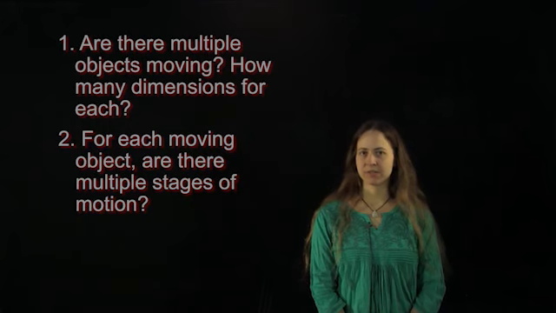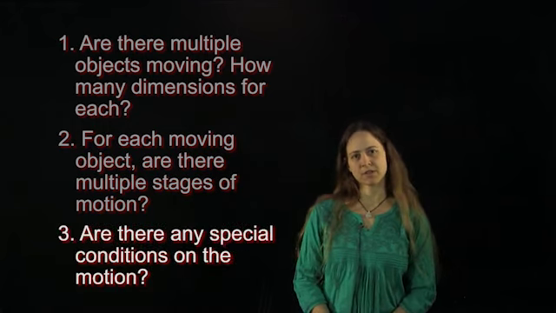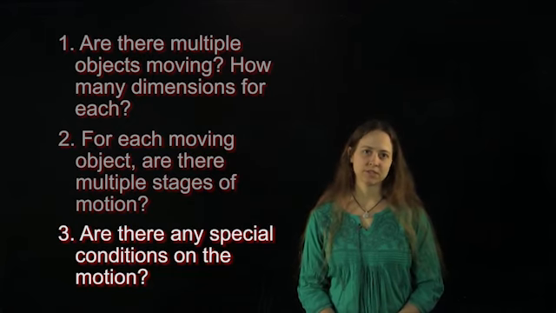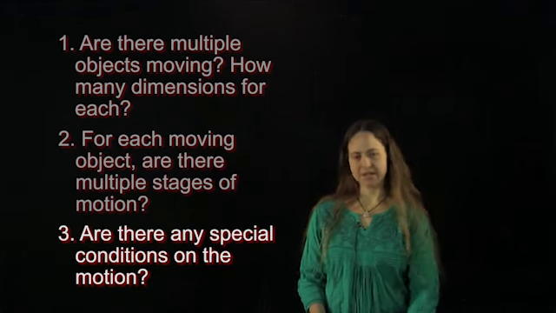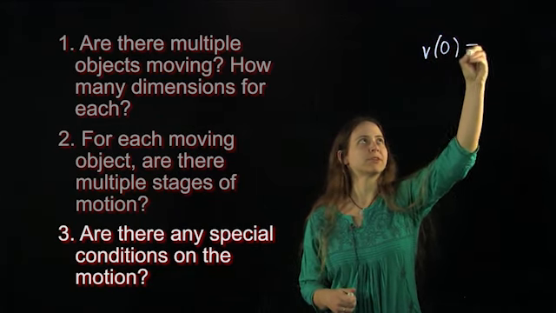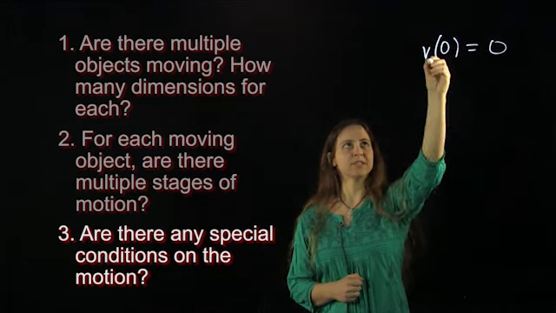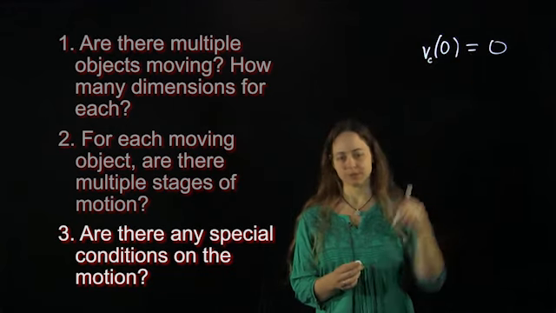The final thing that we want to think about, we want to figure out what special conditions there are. So for example, you might be told that the cart is initially at rest. So what does that mean in reality? It means that you can write down something like v of 0 is equal to 0. That's what it means for the cart to initially be at rest. V cart at time 0 is equal to 0.